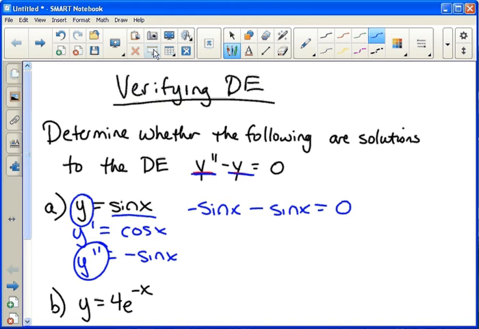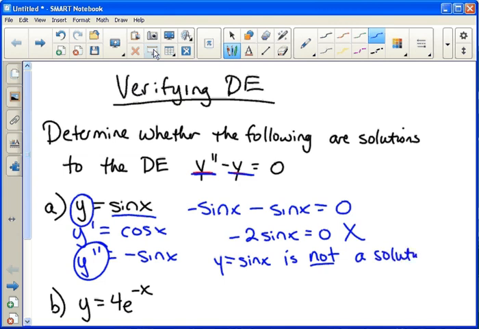Well, it turns out this does not work. Negative 2 sine x, we're not getting 0 on both sides. If this does work, which you'll see in just a minute, you'll literally get 0 equals 0. It will work the same, the sides will turn out to be identical. So this one does not work. y equals sine of x is not a solution.